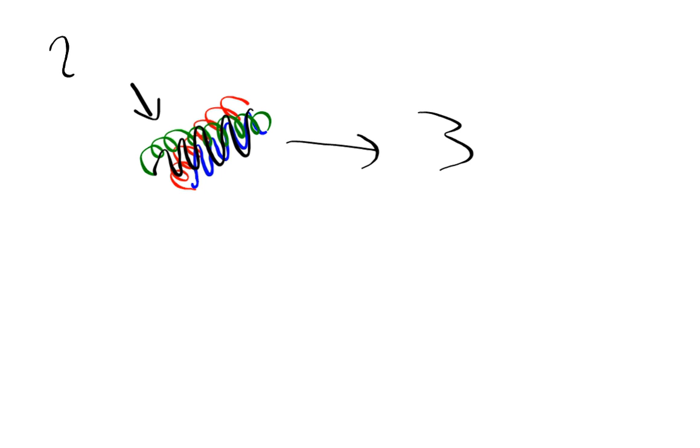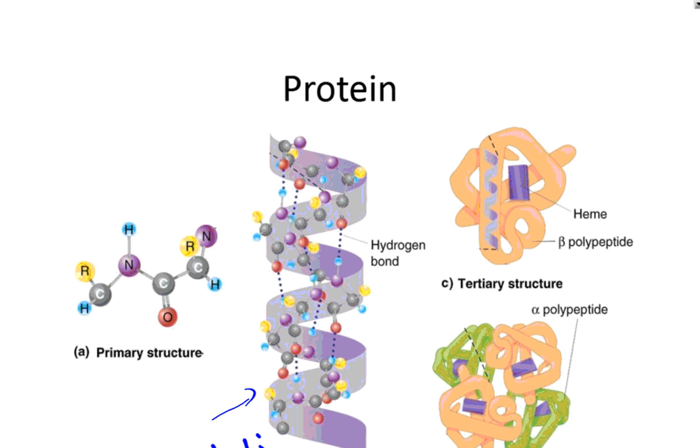And so what's happening is all of these individual secondary structures are binding together. And when they bind together, they will make a particular shape. And that shape is the secondary structure. And the next one is called a tertiary structure. We'll go back to this picture.